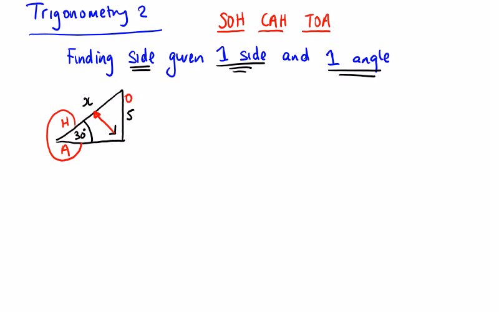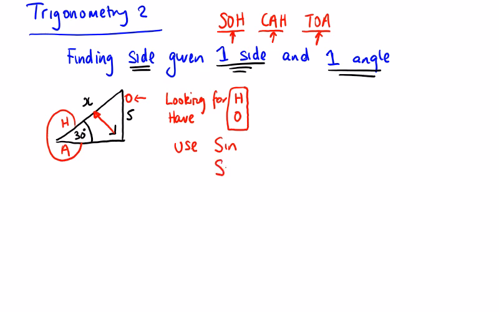So what are we looking for here? We're looking for x, which in relation to H, O and A is we're looking for H. And what do we have? We have O, which is 5. Now, by writing this down, these two letters, only one of these ratios has O and H. Can you see which one it is? It's sine. So this will tell us what ratio to use. So we're going to use sine.